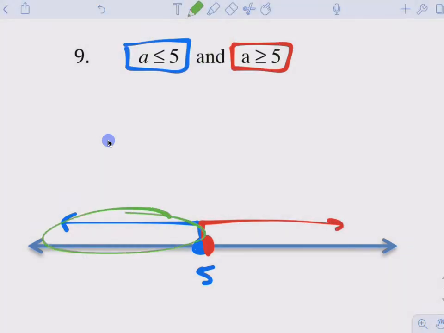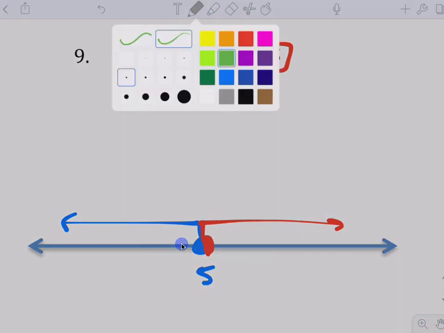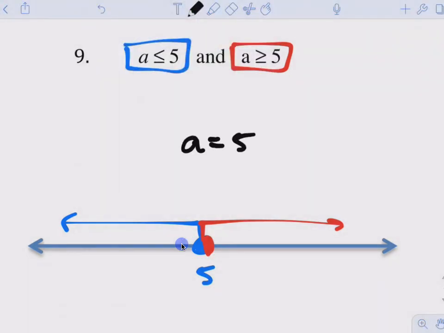Well, these numbers are not solutions because they make only one statement true. These numbers are not solutions because they make only this statement true. In fact, the only number on the entire real number line that is both less than or equal to 5 and greater than or equal to 5, the only number shaded in blue and red, is 5 itself. And so this is a very odd solution set. Our solution in this case is just the number a equals 5. And you can try to shade if you want, but it's kind of hard to shade a single number. You maybe put a dot here or something. But this is very interesting that only one number is going to be a solution.